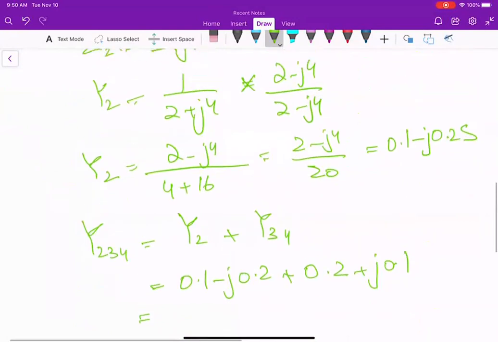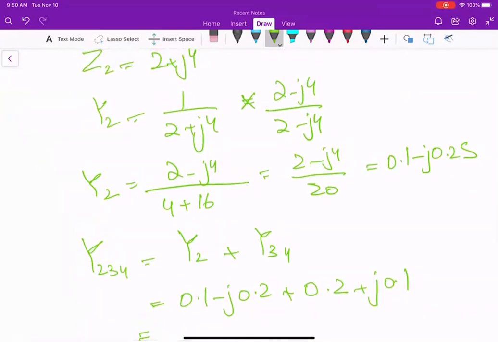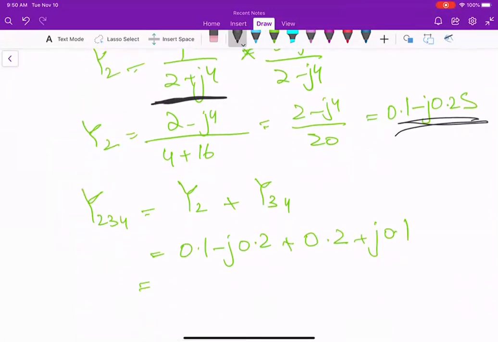Okay, you can see here that when you are seeing this Y2, you don't know whether it will come as this answer or not. So all the time you need to convert it into the simpler form to find the simplified answer. Okay, so now Y234 will be equal to 0.3 minus j0.1 S.